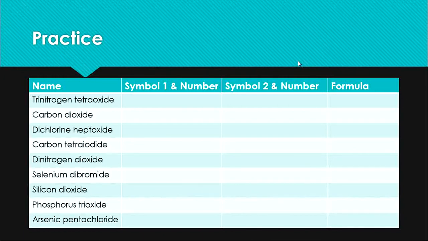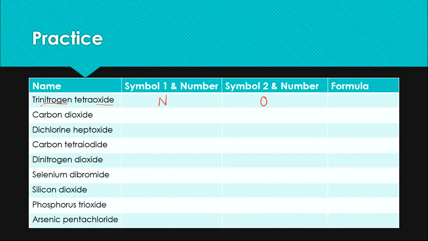So let's take a look at the first example, trinitrogen tetraoxide. What are the 2 elements that you see? You see nitrogen and oxide. Nitrogen is represented by the symbol N. Oxide is represented by the symbol O. Remember that oxide is really oxygen.